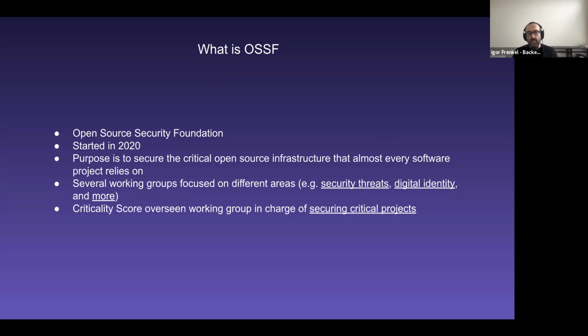Inside of this group, there are several working groups, based on different things like security threats and digital identity. The group whose projects we're going to be looking at today is the one working on securing critical projects. And it has this concept called a criticality score, which I was interested in, and I thought it could be useful for our team.